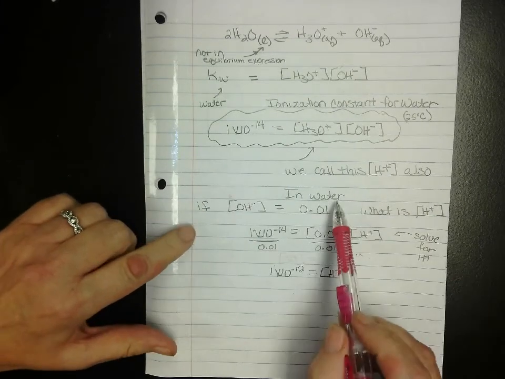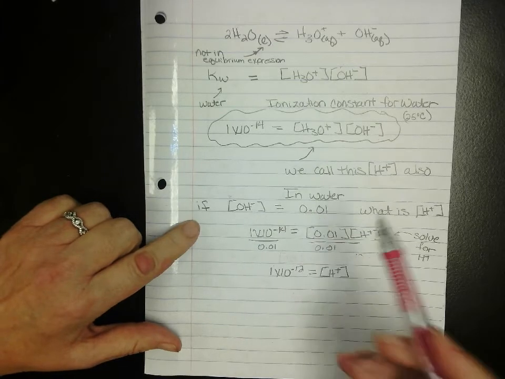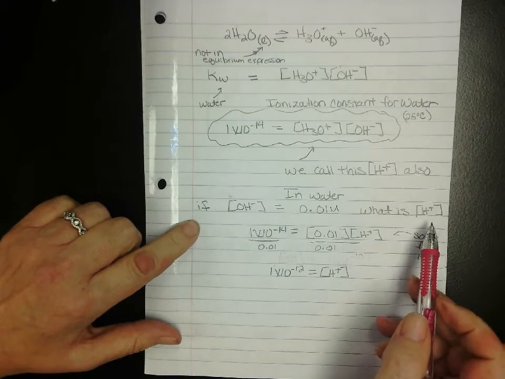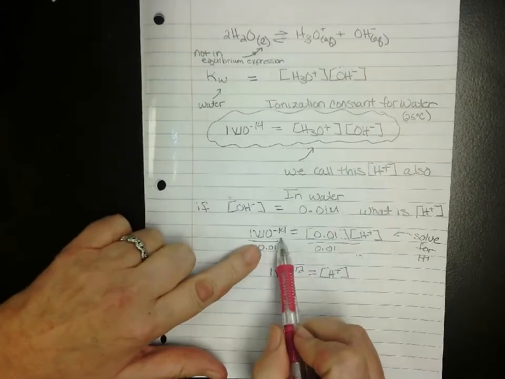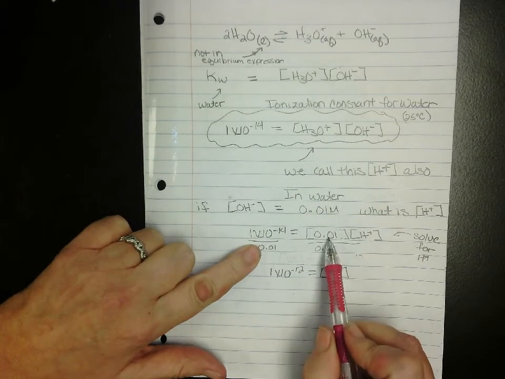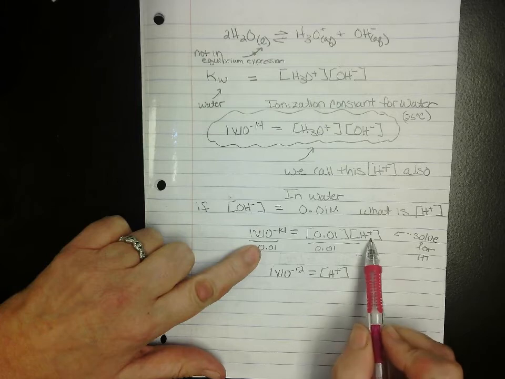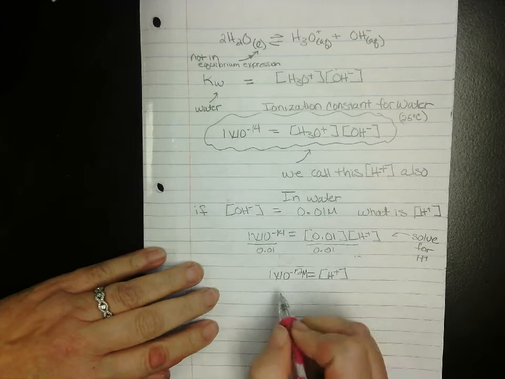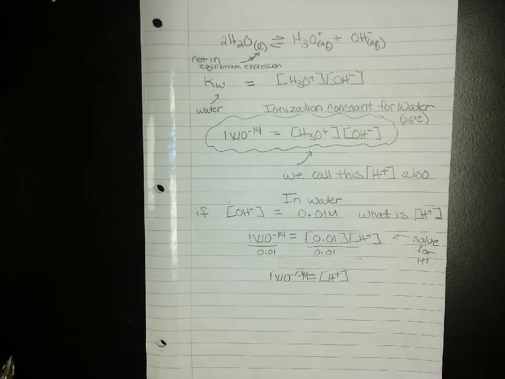So here's a little example. If my OH concentration in water is 0.01 molar, what's the H plus concentration? So I would take 1 times 10 to the negative 14th, use this formula, plug in that for my OH times H plus, and then I have to solve for H plus. So divide by 0.01, and I get 1 times 10 to the negative 12th molar is the concentration of my H plus in that solution.